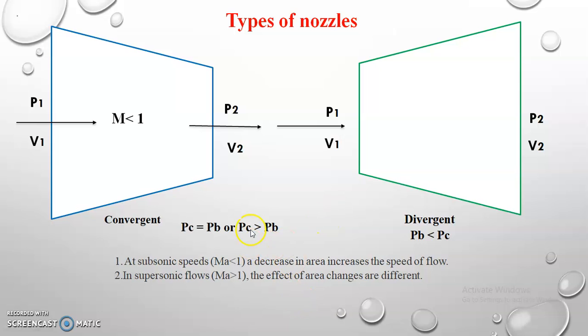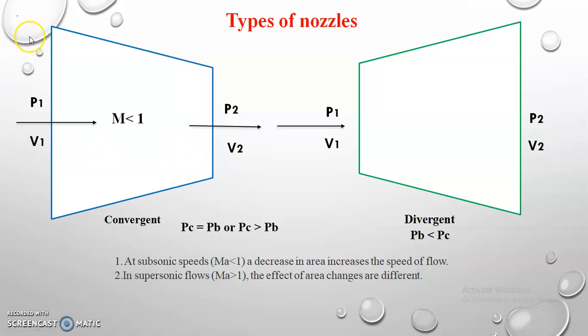From this figure we have discussed the types of nozzle: the convergent nozzle and the divergent nozzle. In the convergent nozzle the Mach number is less than 1. In the divergent nozzle the Mach number is greater than 1. Mach number is nothing but the velocity of the fluid divided by the velocity of sound.